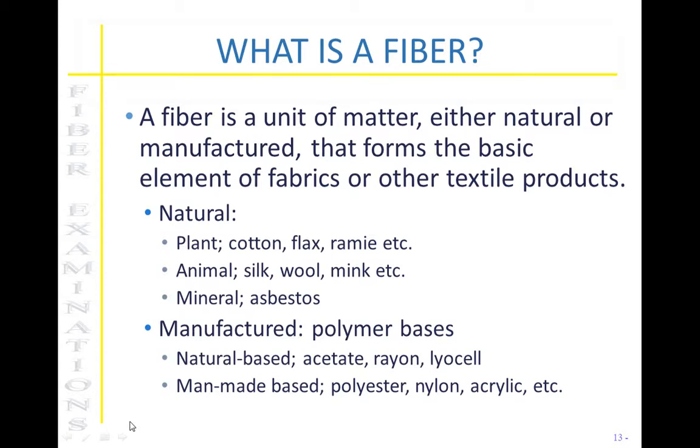It can either be natural or manufactured, and it forms the basic component for all of our fabrics and other textile products. It can either be a natural fiber or a manufactured fiber, and both of these can be subdivided. Natural fibers can either be plant-based, animal-based, or mineral-based, and manufactured fibers, which are actually polymer based, can either be a natural-based polymer or a man-made chemical-based polymer.